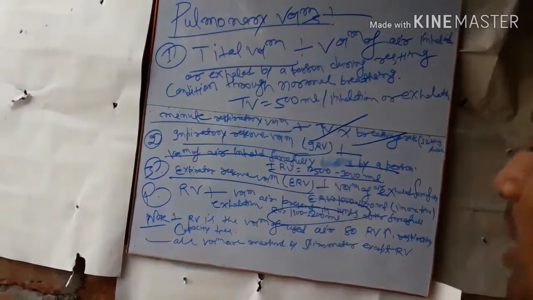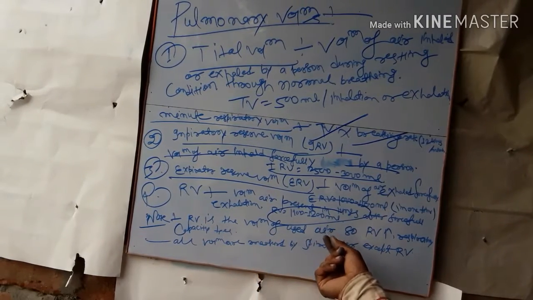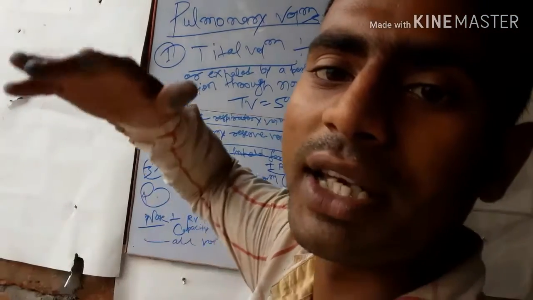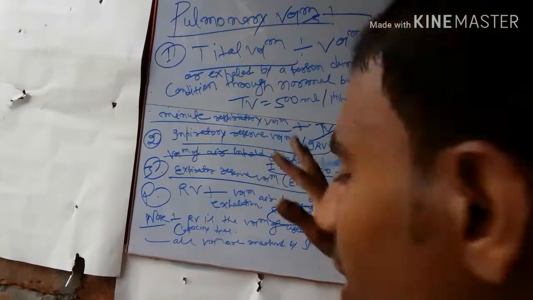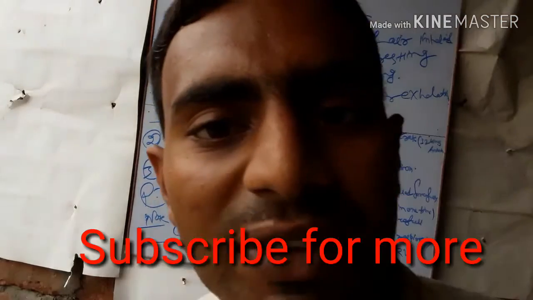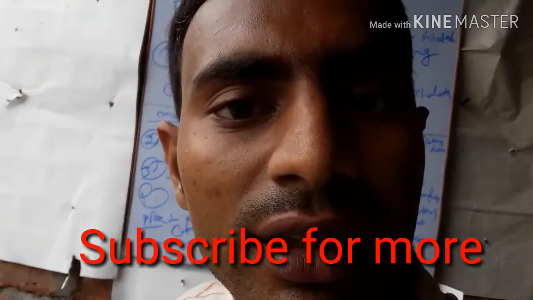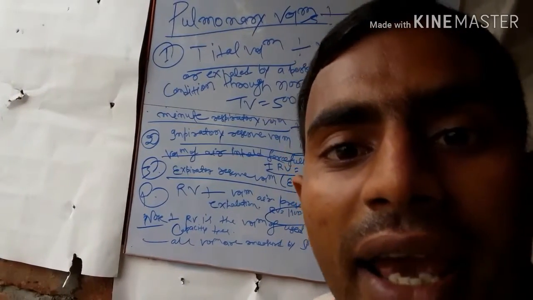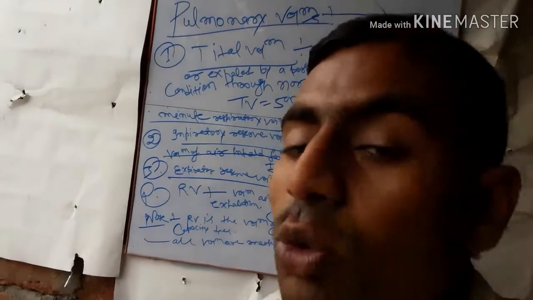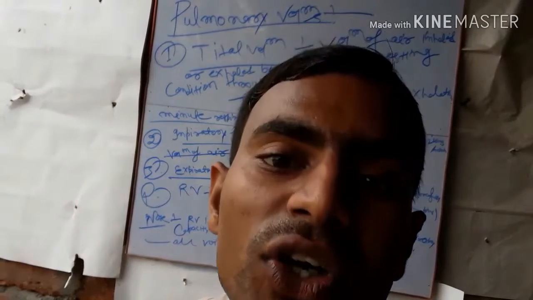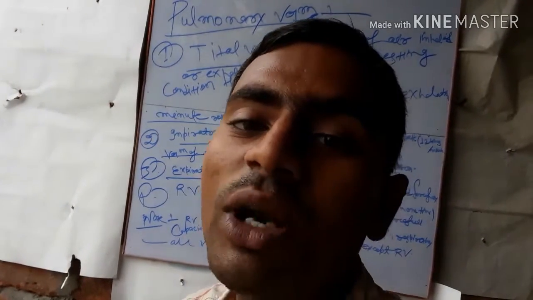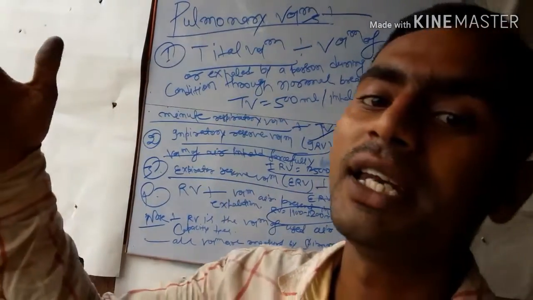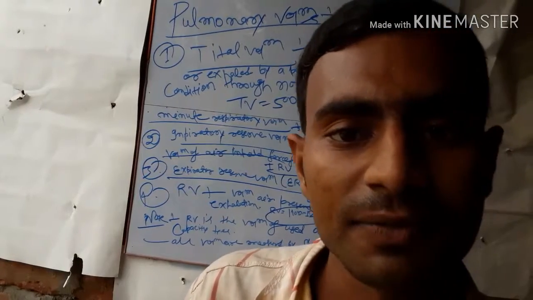Okay. Residual volume is the volume of used air. So when residual volume increases, breathing capacity, respiratory capacity, decreases. Why? Because residual volume is the used air, not fresh air. So as the amount of residual volume increases, breathing capacity decreases.